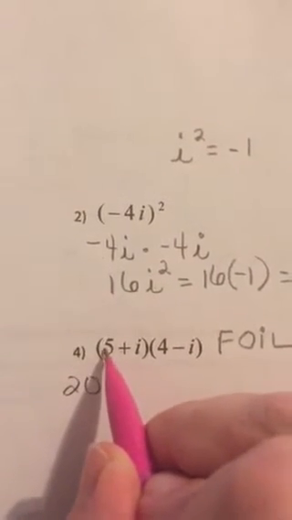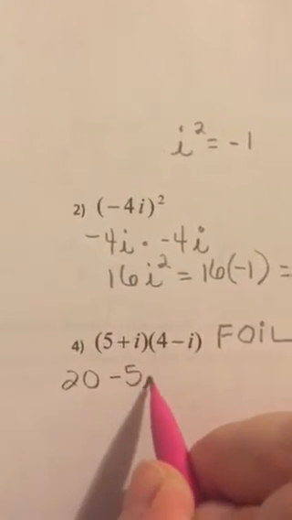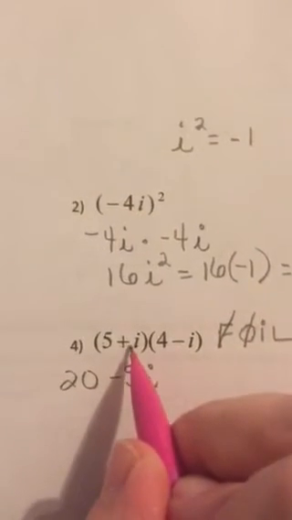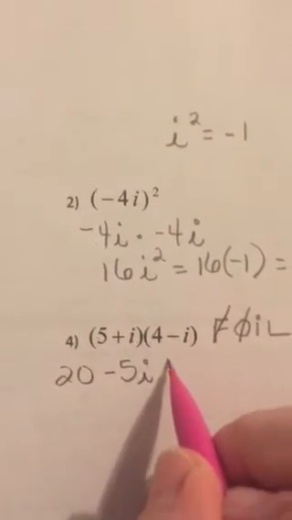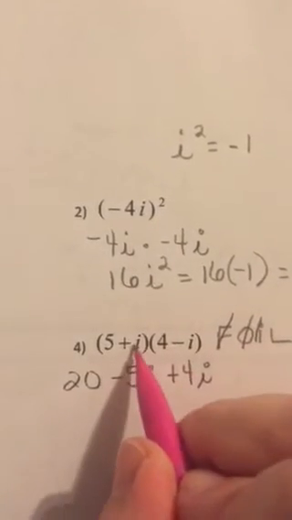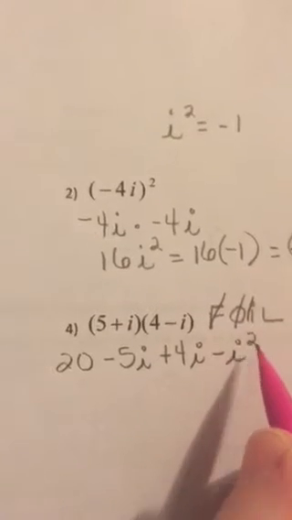And then my outside terms, 5 times -i, -5i. So I've done first, I've done outside. Now my inside, i times 4. And then my last is an i times a -i, so a -i squared.